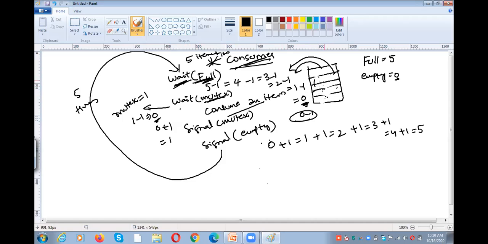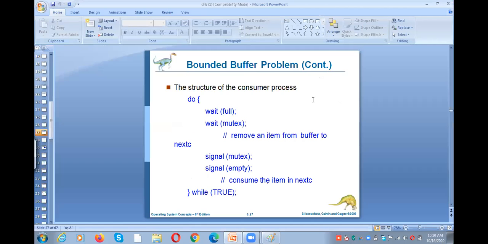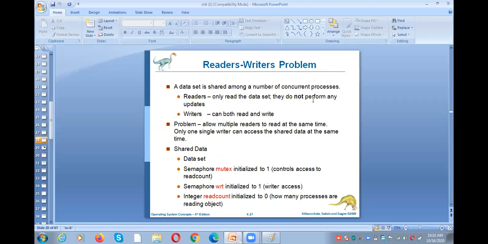So likewise, the consumer can consume 5 items from the buffer. Only 5. Why? Because after 5 iterations, the full will become 0. Whenever the full becomes 0, the consumer cannot perform the wait operation. Why? Because full is 0. So that is about the consumer problem, exactly the reverse of the producer problem.